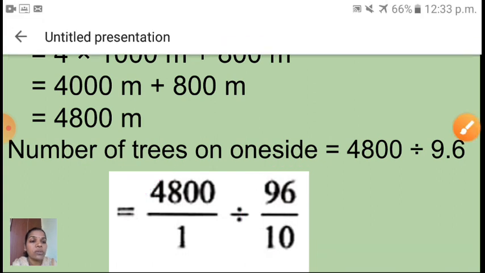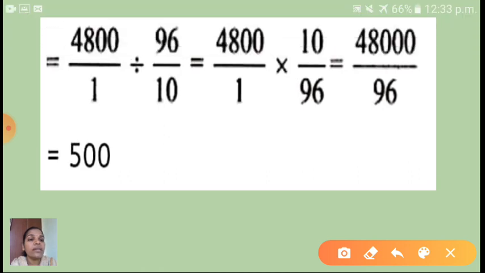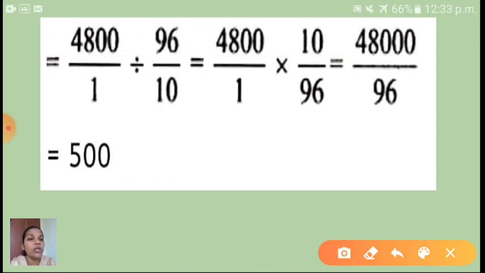So children, next step is 4800 upon 1 into the reciprocal of this fraction, that is 10 upon 96. Okay children, see, numerator into numerator, what will come? Yes, 48,000. And upon 1 into 96, what will come? 96. So children, you have to divide these two numbers. 48,000 upon 96, you will get your answer 500.